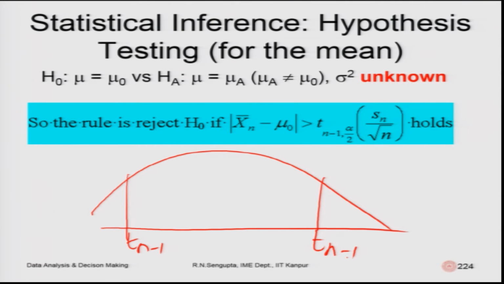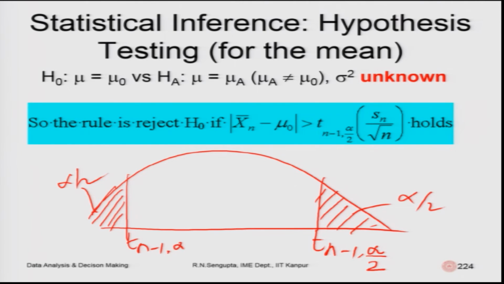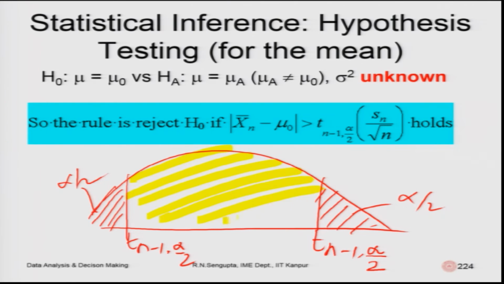Now, look at this important thing, this whole area on the left would be alpha by 2, this whole area on the right is alpha by 2. So, the total is alpha by 2 plus alpha by 2, and hence the level of significance for this is alpha by 2 and this is alpha by 2, such that the overall area in between is 1 minus alpha.